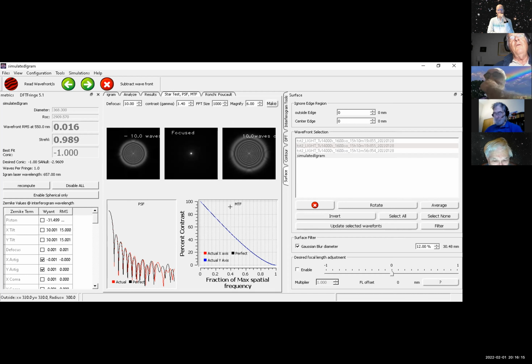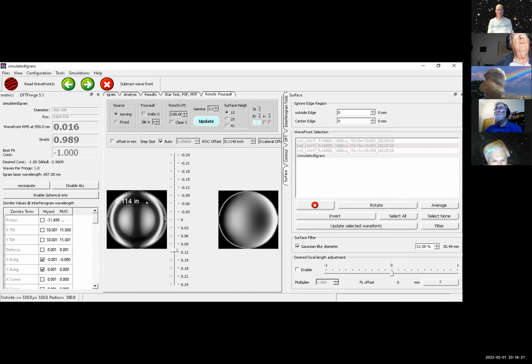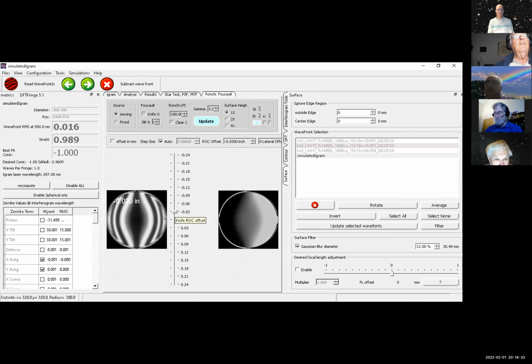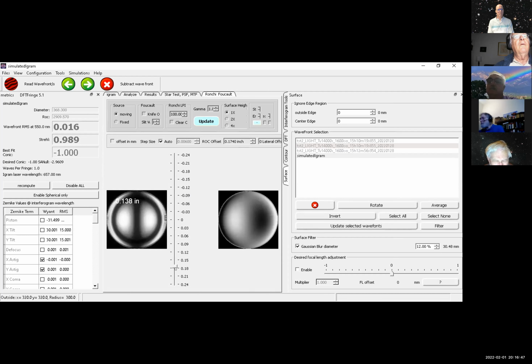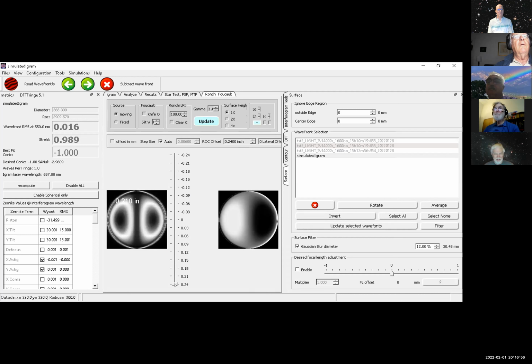The modulation transfer function, which matters with planetary detail, says that this is a perfect mirror. And now we go for our Ronchi. Let's move it up. Yeah, there's the Martian face. Going way outside. Nice donut.